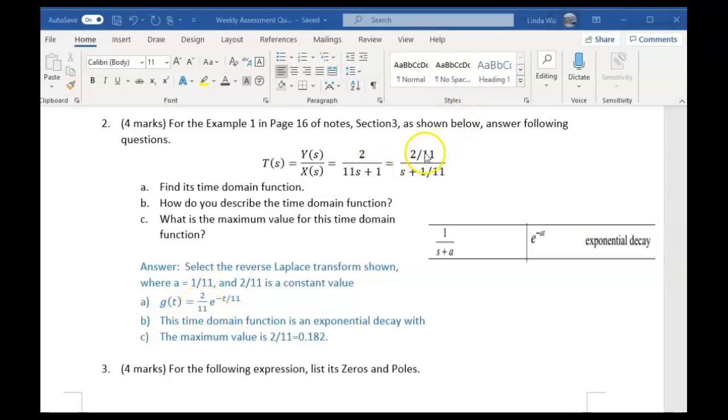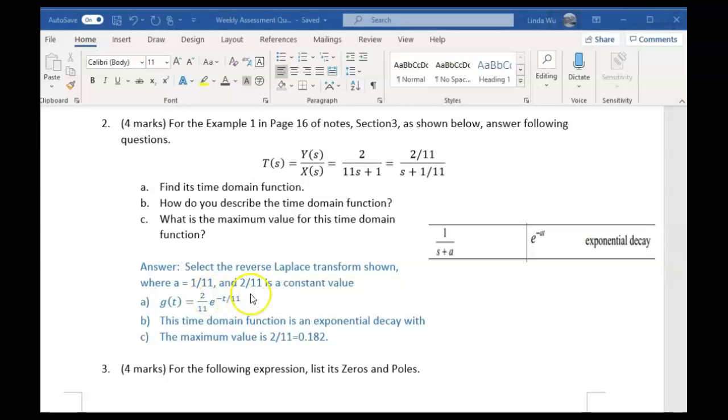So you can see we get a time domain expression: 2 divided by 11, a constant value in front, times e to the power negative at, and a is 1 over 11. So e to the power negative t divided by 11. That's our time domain expression. Now let's describe what the function is in the time domain. This one is basically this value, but with a factor in front. So this is an exponential decaying function.